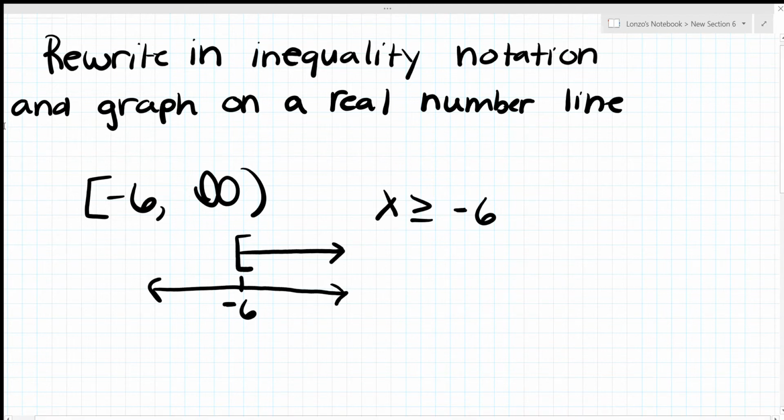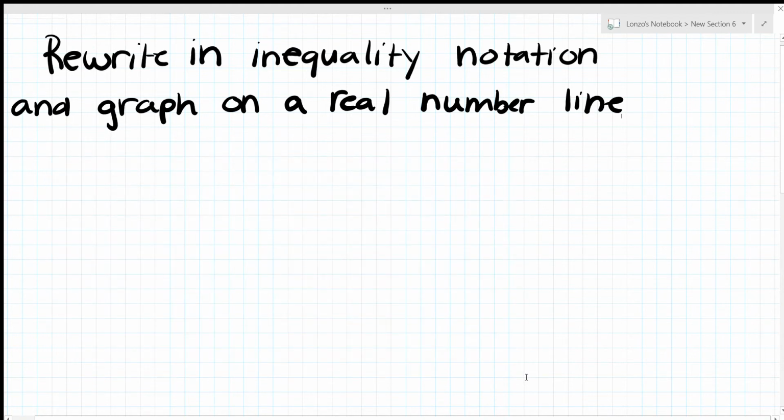What about this one? Let's say you're given x is less than or equal to -2. So it's already in inequality notation, so I just have to put it on a number line. I have to graph it on a number line, right? So let's graph it. It will probably look something like this.